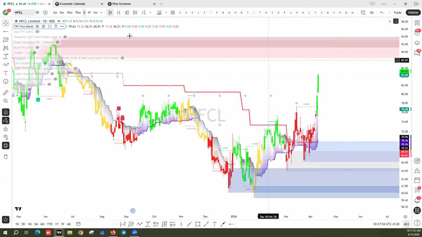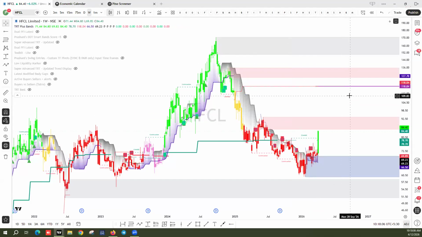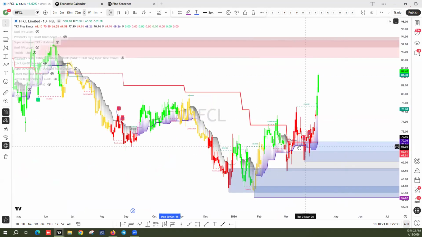HFCL has turned green recently, even on the weekly time frame. I said that it is possible that it may go up to 118, and if it closes below this, then again it will turn red, and that will be the time to exit based on the weekly time frame. Based on the daily time frame, it is above the bearish bias band. The momentum is bullish.